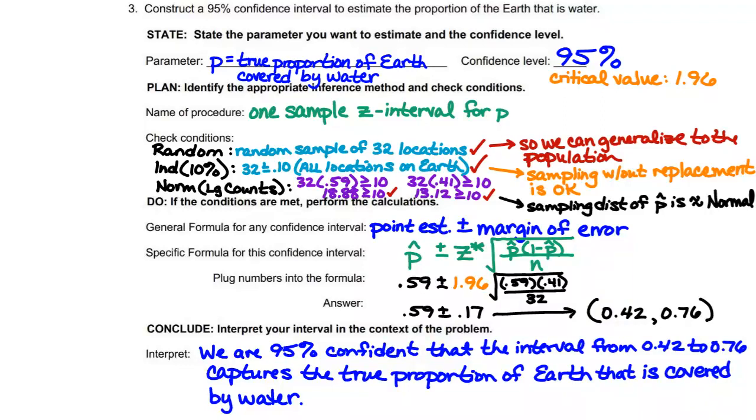Curious, how good do you think we did? Do you think that interval captures the true proportion of Earth that's covered by water? Do you think it's somewhere between 42 and 76%? Yes. Does anybody happen to know what it's about? About 71%. We captured that in our confidence interval. Nice job. All right, let's flip it over.